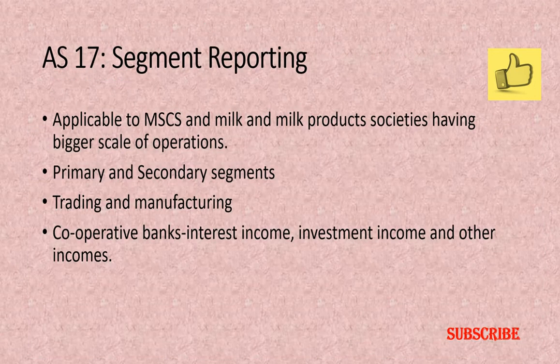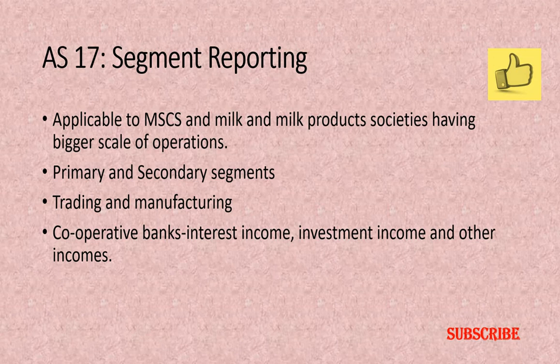Then the next one comes here, AS 17, that is segment reporting. This accounting standard is applicable to cooperative societies working in multi-state milk and milk product societies having bigger scale of operations. Such segment reports include three things here: the primary and secondary segments, trading and manufacturing. Then for cooperative banks: interest income, investment income, and other income.